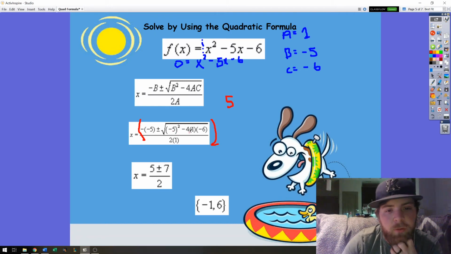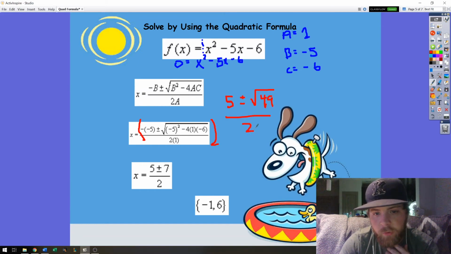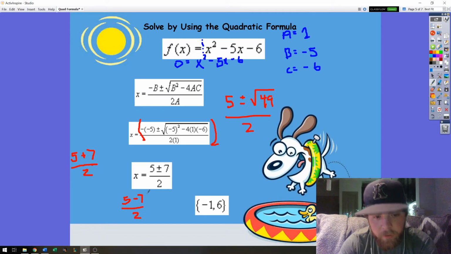negative 5 squared is 25. Negative 4 times negative 6 is positive 24. So 25 plus 24 is 49. So I really have 5 plus or minus the square root of 49 over 2 times 1, which is 2. Now, the square root of 49 is 7. So we have 5 plus or minus 7 divided by 2. So that's where we get our two equations: one that is 5 plus 7 divided by 2, and one that is 5 minus 7 divided by 2. So that's where I have my two solutions.